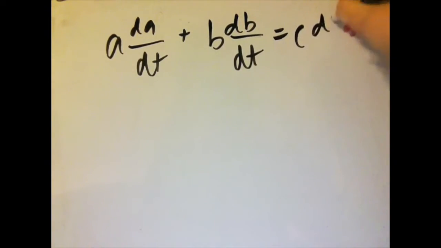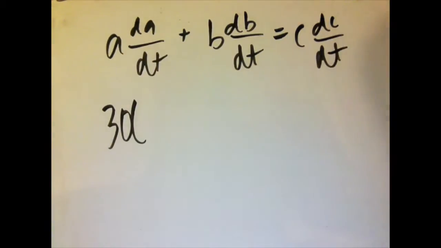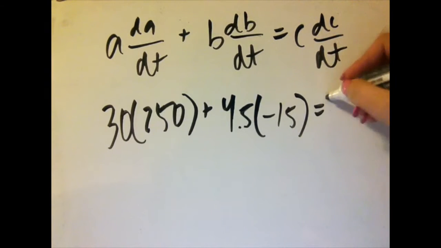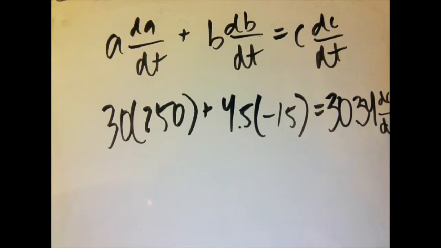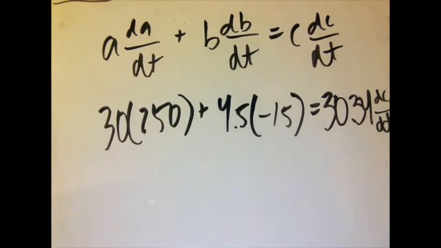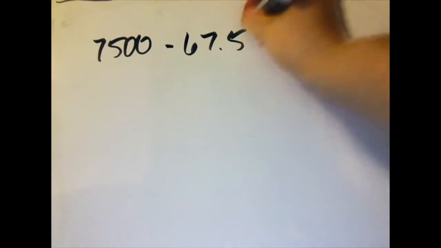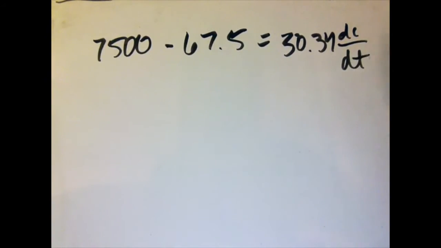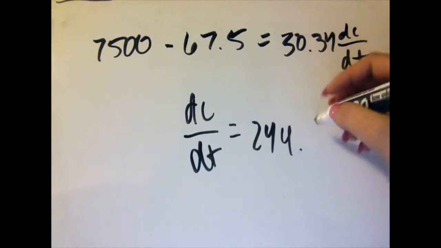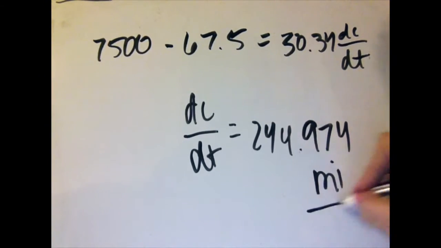So we have a equals 30 times dA/dt, which is 250, plus 4.5 times negative 15 miles per hour equals 30.34 times dC/dt, which we don't know yet. So now we're just going to solve for dC/dt. Alright, so we have 7,500 minus 67.5 equals 30.34 times dC/dt, and dC/dt, the speed of our helicopter with the wind, equals 244.974 miles per hour.